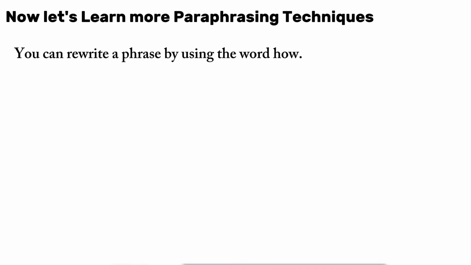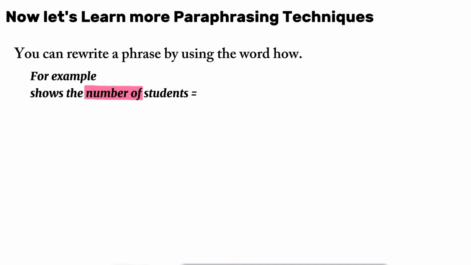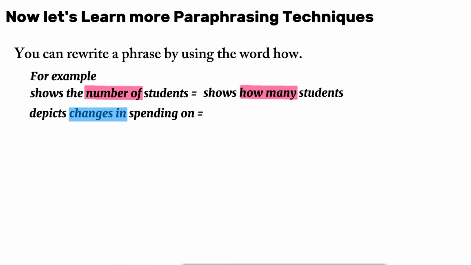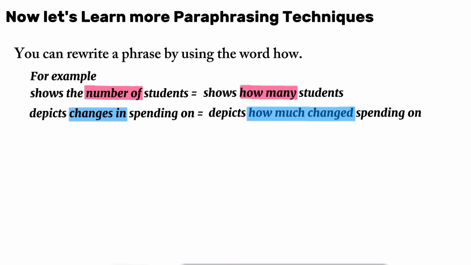Now let's look at more paraphrasing techniques. You can rewrite a phrase by using the word "how". For example, "shows the number of students" is equal to "shows how many students", or "depicts changes in spending on" is equivalent to "depicts how much change spending on".